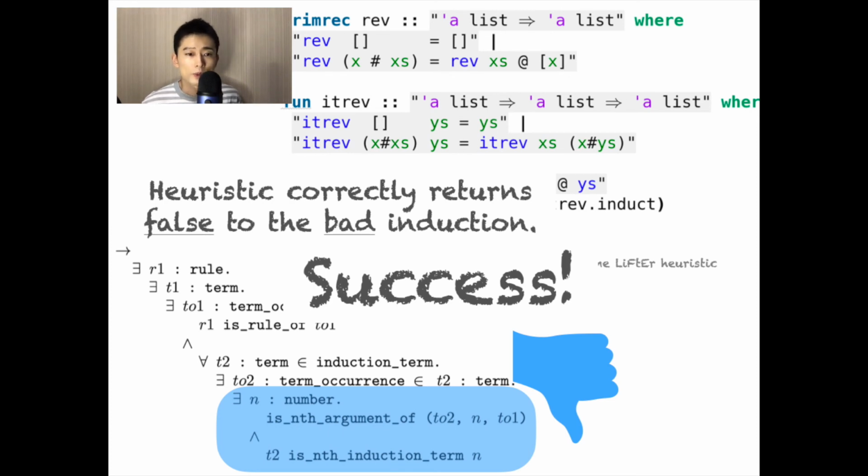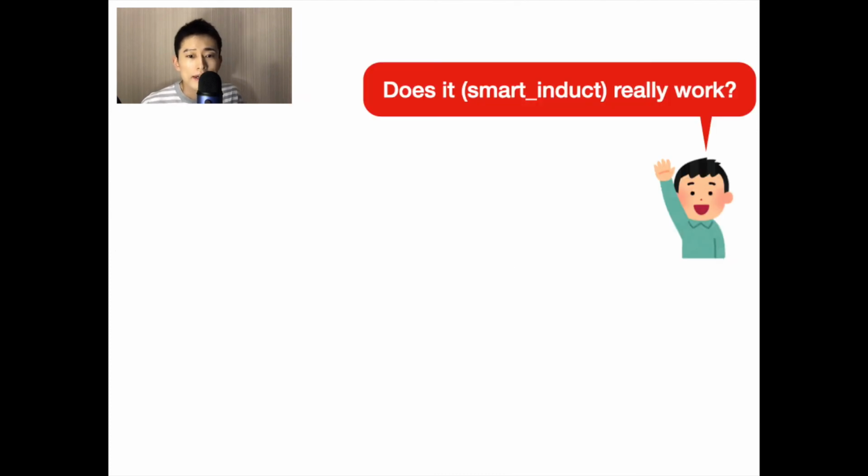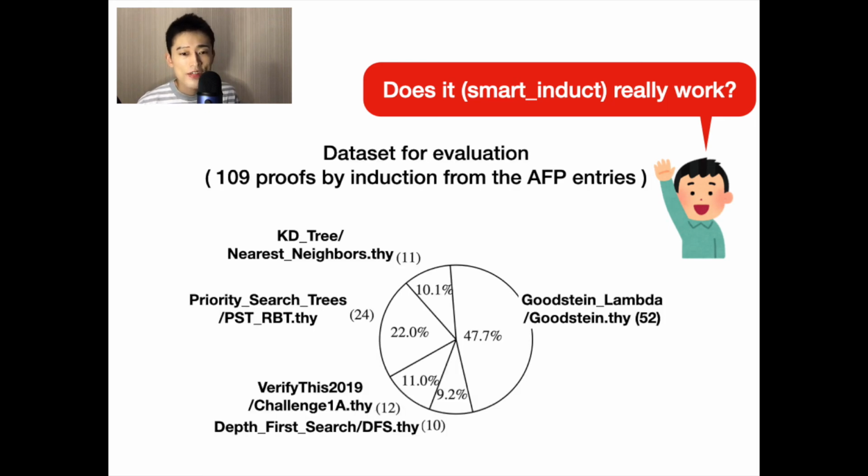So that was one example heuristic out of 19. The remaining obvious question about Smart Induct is its performance. Does it really work? You would ask. To answer that question, we evaluated Smart Induct using 5 theory files with 109 proofs by induction from the Archive of Formal Proofs. For these 109 proofs by induction, we counted how often the recommendations of Smart Induct coincide with the choices of human engineers. This is the result.